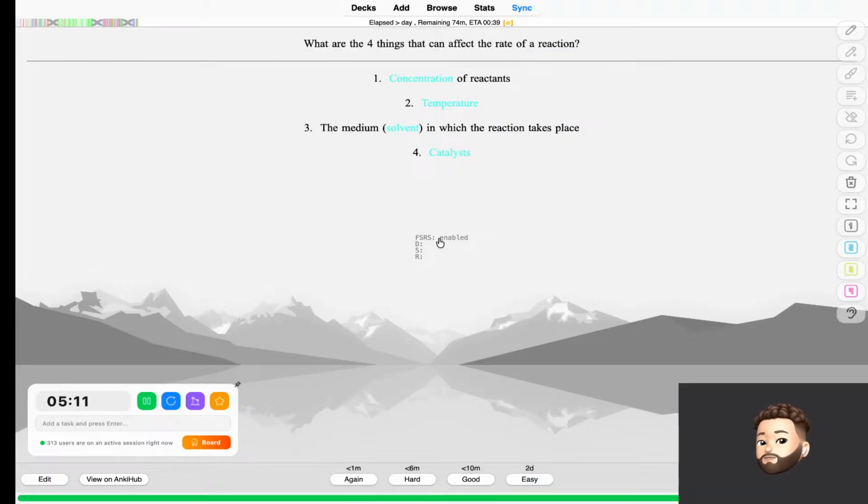Concentration, that's like pressure. I'm not gonna give it to myself, but that is pressure. Fundamentally, that is what I was saying. The medium in which the reaction takes place. Okay, I guess that's also true.